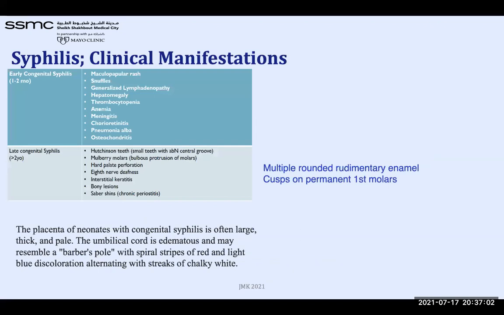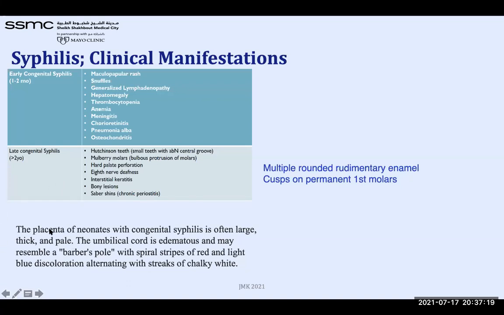These are the typical signs and symptoms. Early congenital syphilis, 1 to 2 months: macular rash, snuffles, generalized lymphadenopathy, thrombocytopenia, chorioretinitis, meningitis. Late, more than 2 years of age.